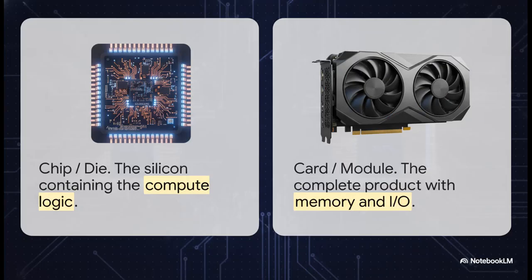Which brings up another major point of confusion: the chip versus the card. The chip, or the die, just contains the actual silicon compute logic. But you can't just slap a bare chip into your workstation. The card, or the module, is the complete product. It's the whole shebang. It surrounds that chip with memory, power delivery, cooling, and your I/O connectors.